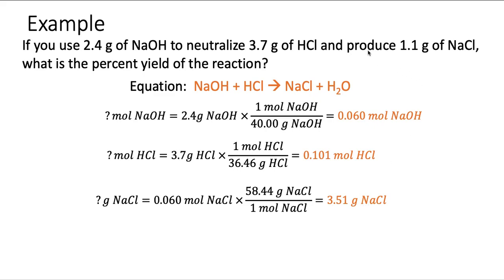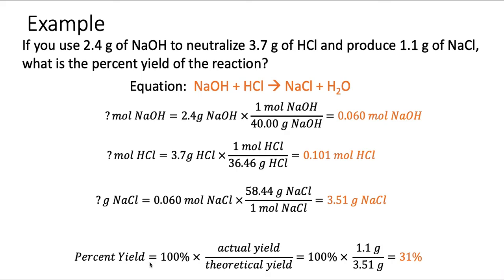Now, what does it tell me though? The problem tells me that you produce only 1.1 gram of NaCl. See the difference? I'm supposed to produce about 3 times as much, at least, but I only collect in lab. So I went and did the experiment in laboratory, and I only collected at the end 1.1 grams. So what is my yield? This is the percent yield.